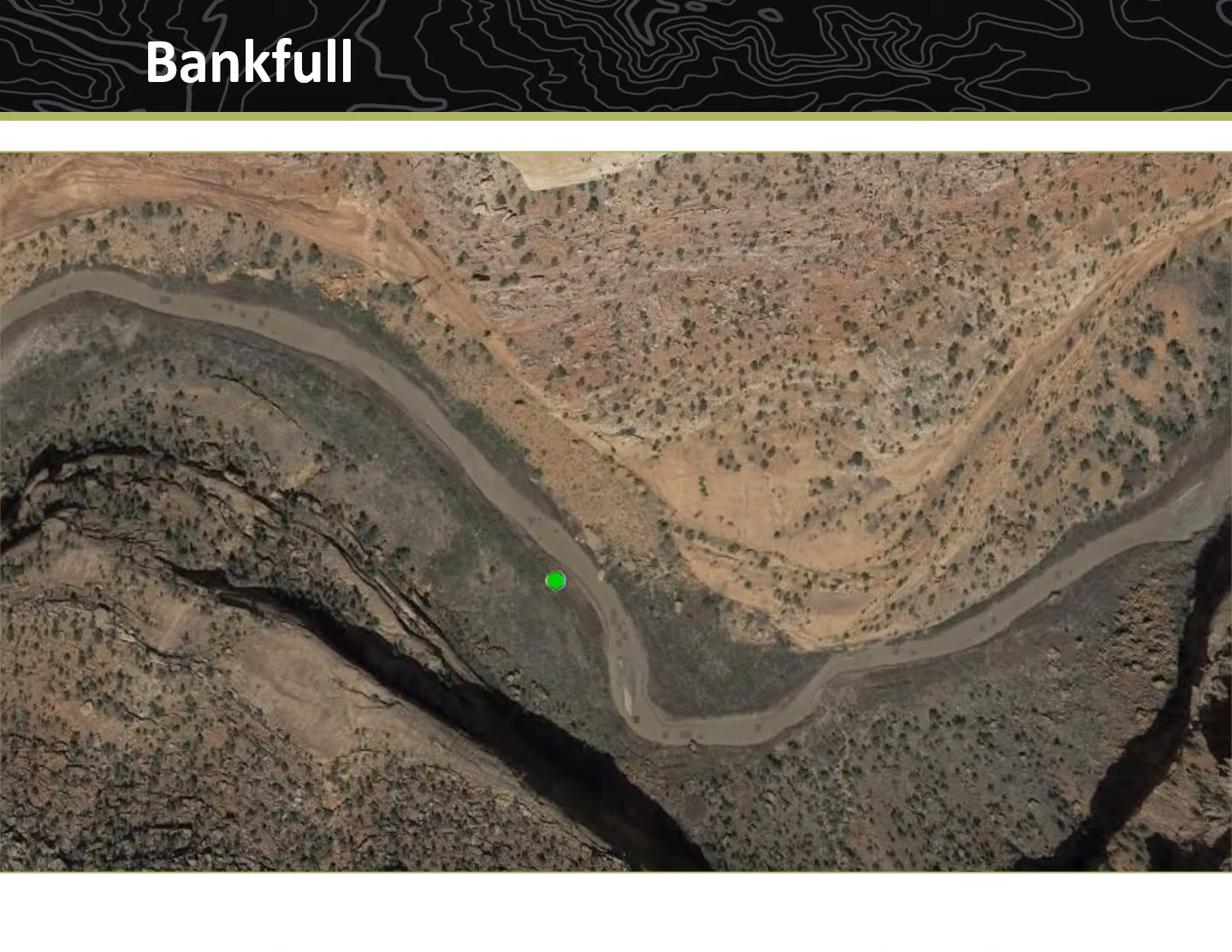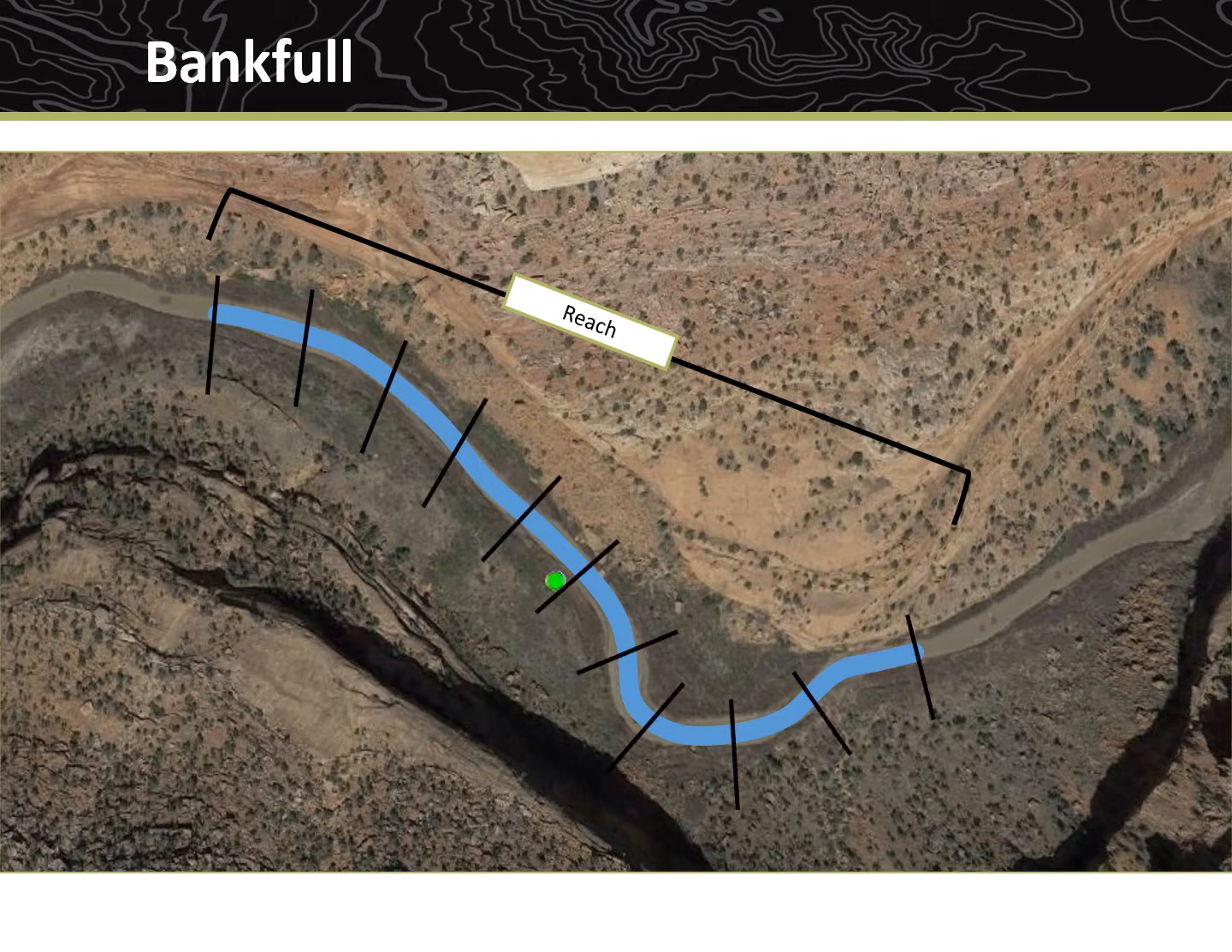Bankfull is one of the most important concepts to identify correctly at sampling reaches. Reach length and many other measurements are determined by bankfull height and width. Bankfull height and width is measured at all 11 main transects within the reach.